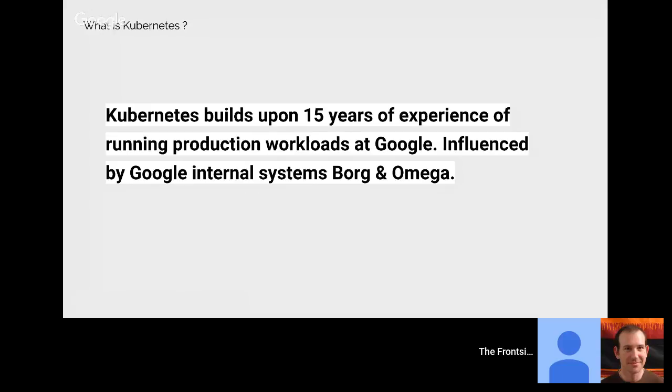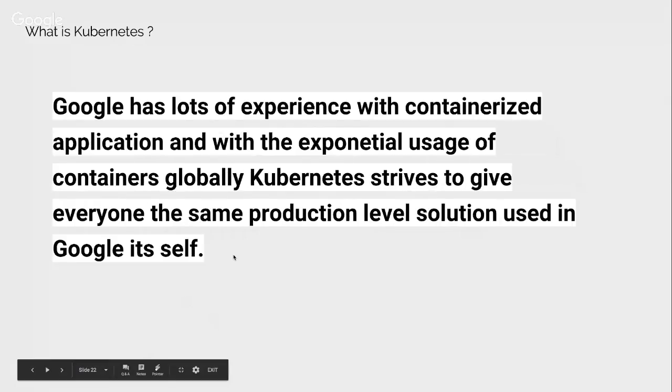Yeah, so I don't know if they still have these in place, but Kubernetes is like the third iteration on top of that. So Google has a lot of experience with containerized applications, and as the world started using containers and microservices and things like that, Kubernetes strives to give everyone that same production level solution that Google has. Google probably spins up billions of containers per month. Who knows the number? It's probably an astronomical number.